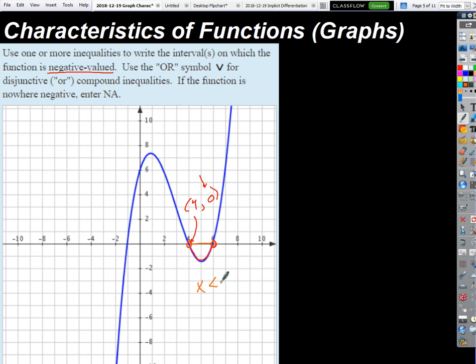Okay, so it's less than 6 and greater than 4. There you go. So that's one interval. Agreed? Okay, we need another one though. Okay, so now what about that? Take a look at that other interval. How are we going to deal with that one?